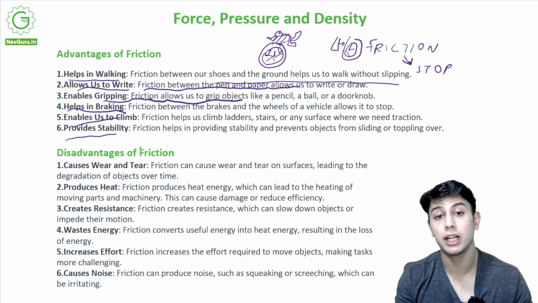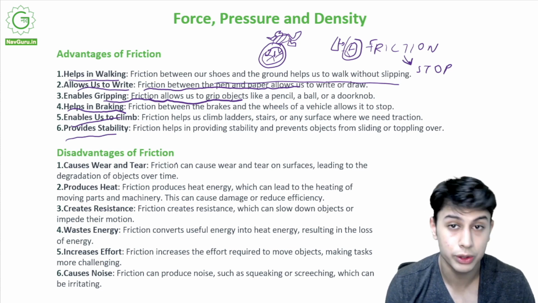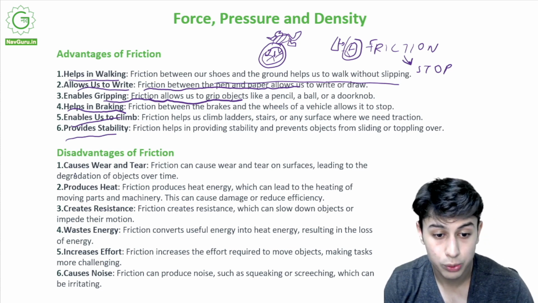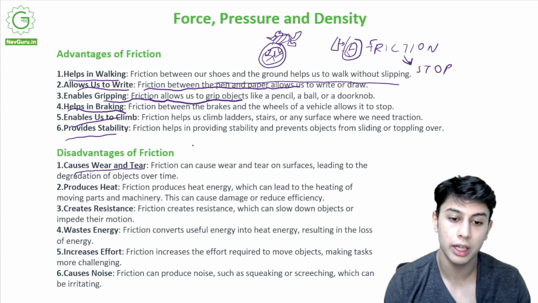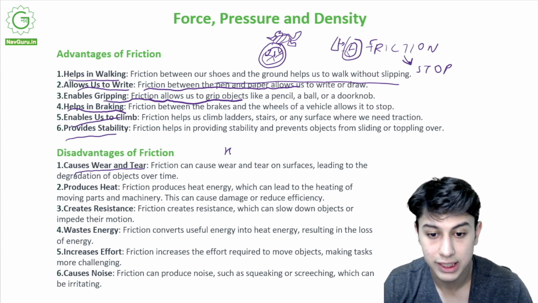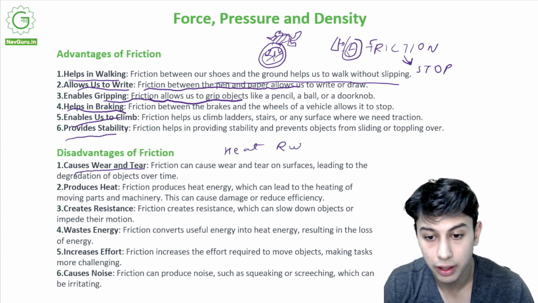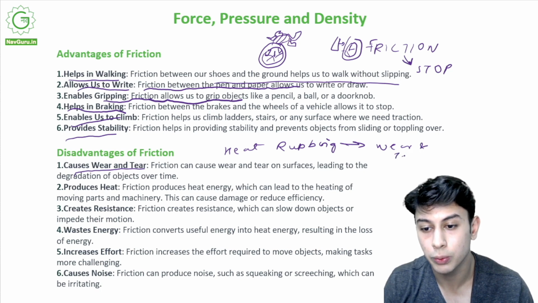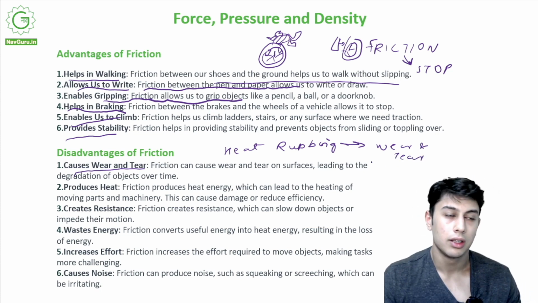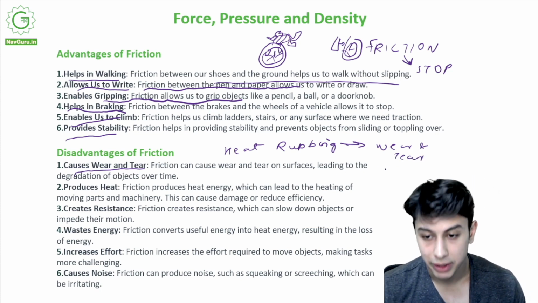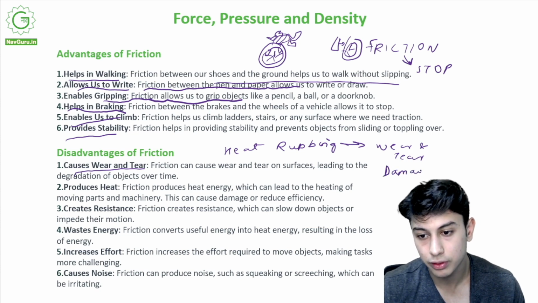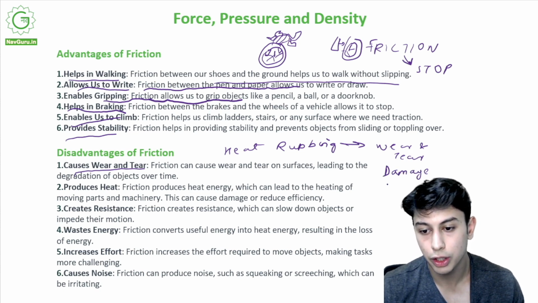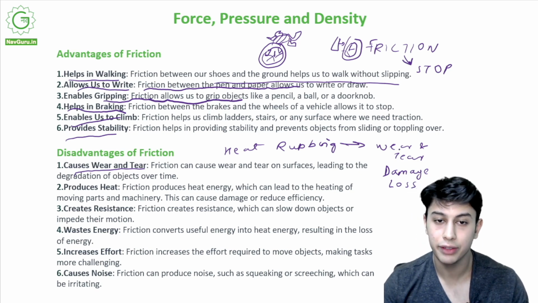Now there are several disadvantages of friction as well, which you need to remember. Causes wear and tear. Since it causes rubbing, it causes heat, rubbing, it will lead to wear and tear. Wear and tear means it will lead to damage, it will lead to loss. Due to this, supposedly, we oil our machinery.